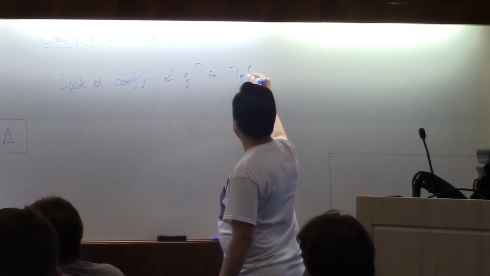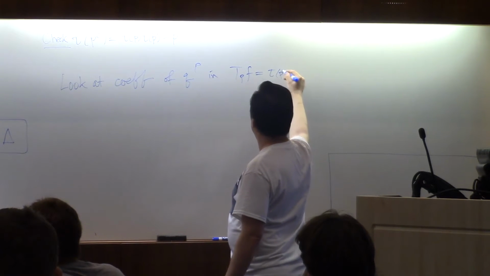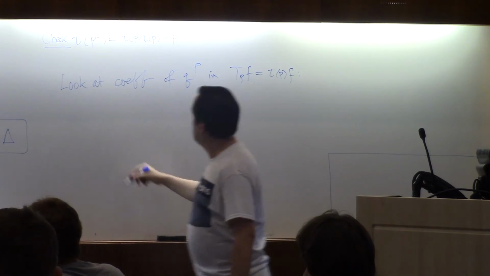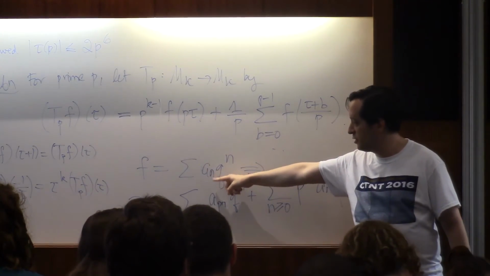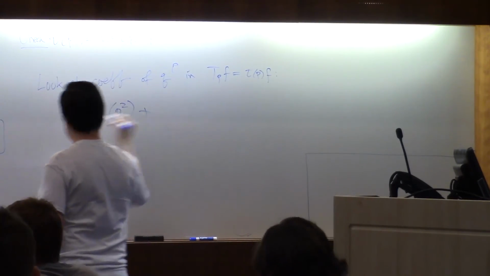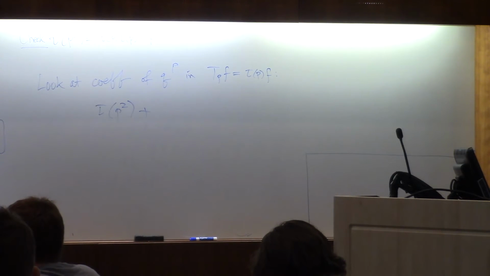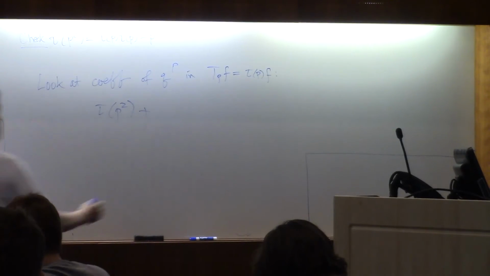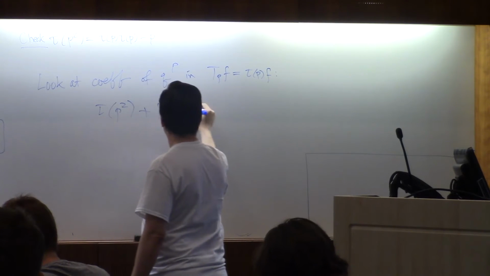if you look at this equation, on the left side, the coefficient of q to the p, here you get an a_p squared. So here our function is the delta function, so you get a tau of p squared. But you also get p to the 12 minus 1, p to the 11. So q to the p shows up here when n is 1. So you get p to the 11 times a_1. So you get tau of p squared plus p to the 11.